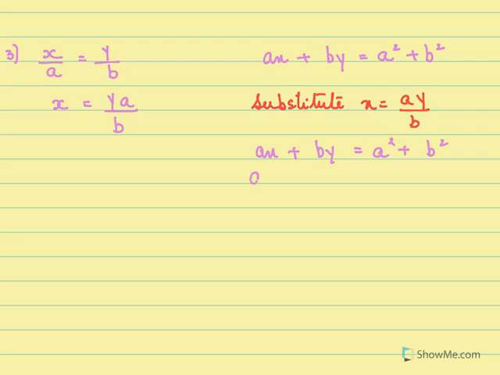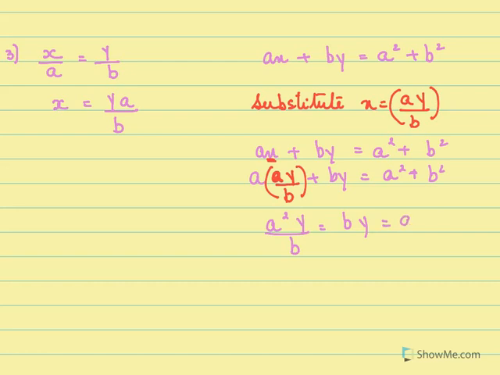Now for x, I'm going to put the value a y over b. I've substituted, by equal to a square plus b square. From where did I get this value? See, I found the value of x here, and for this x I put the value. So I have now a square y over b plus by equal to a square plus b square.